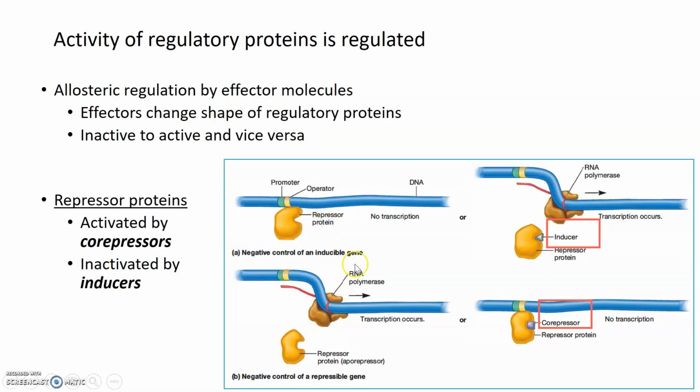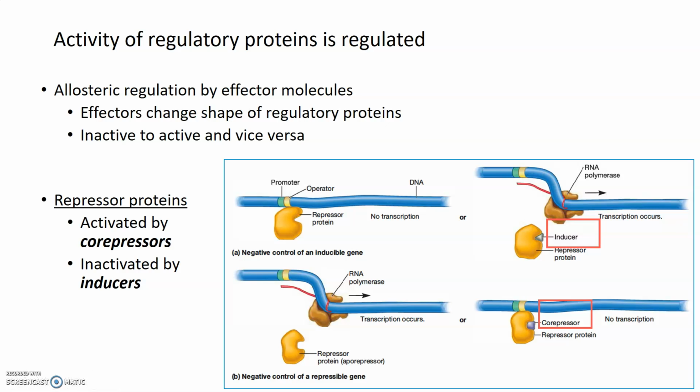And alternatively, a repressor that's already active and bound to the DNA can be inactivated by the binding of another allosteric molecule called an inducer. That inducer binds to this active repressor, changes its shape, and turns it off. And if a repressor is not doing its job, transcription occurs.